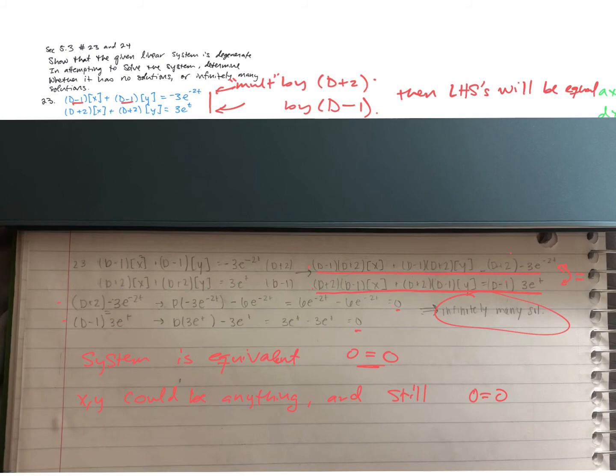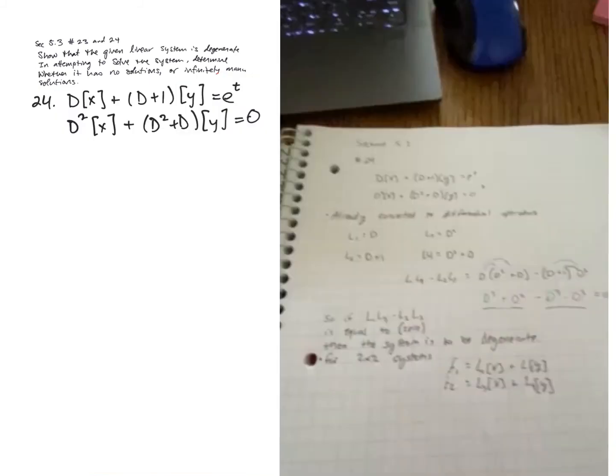All right, now let's do 24. So here's the problem written out, and then here is Nicholas's solution, which we'll watch now.